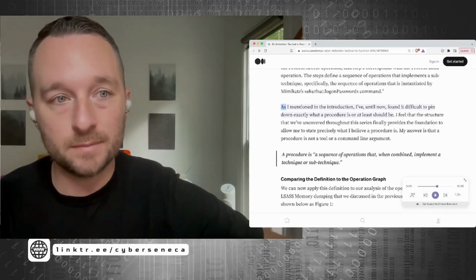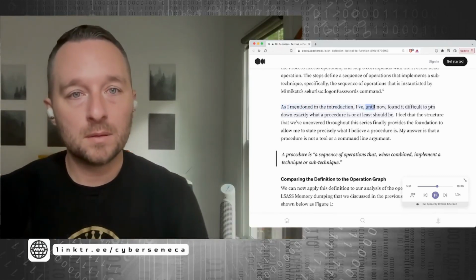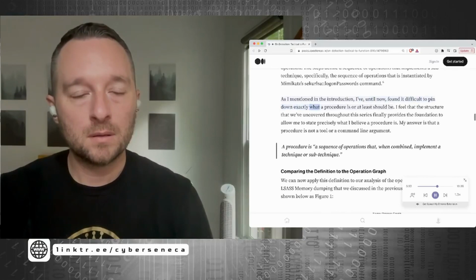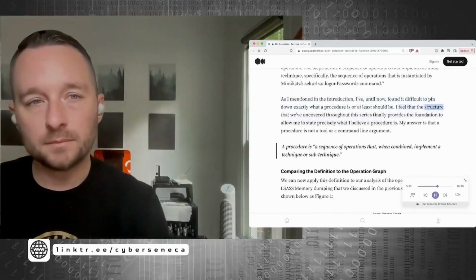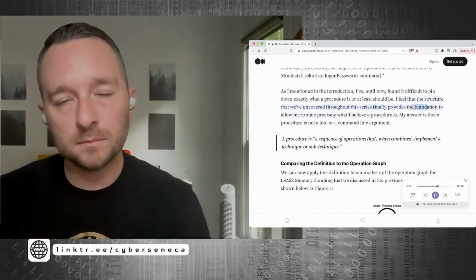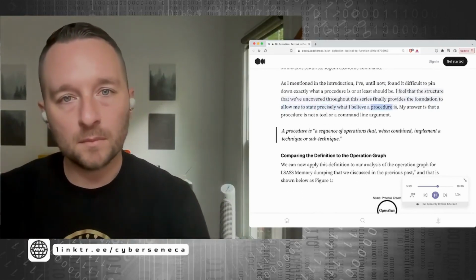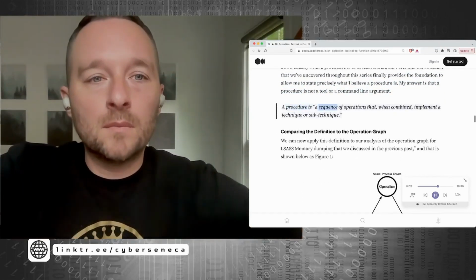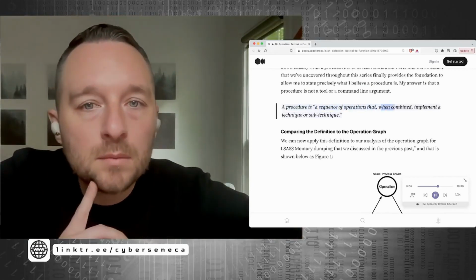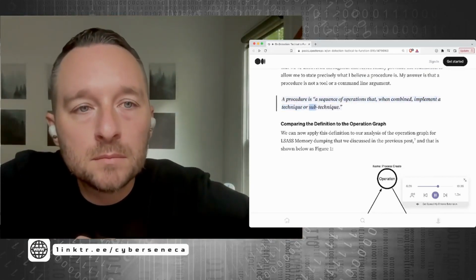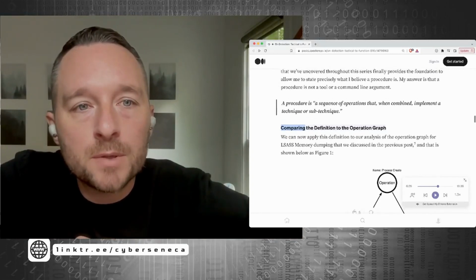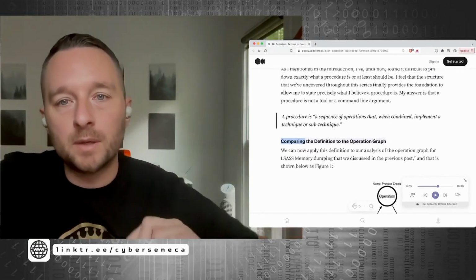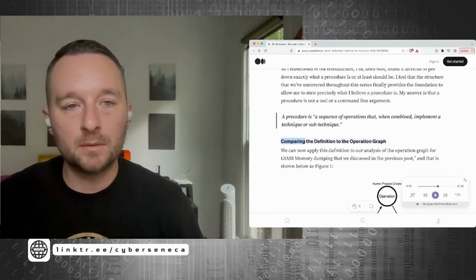As I mentioned in the introduction, I've, until now, found it difficult to pin down exactly what a procedure is or at least should be. I feel that the structure that we've uncovered throughout this series finally provides the foundation to allow me to state precisely what I believe a procedure is. My answer is that a procedure is not a tool or a command line argument. A procedure is a sequence of operations that, when combined, implement a technique or sub-technique.